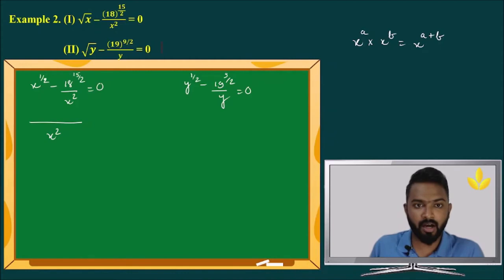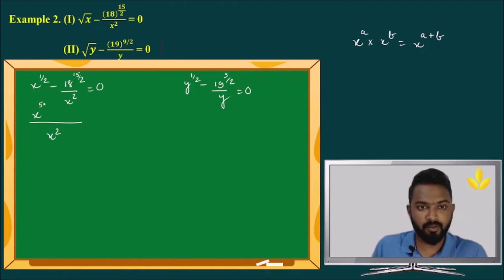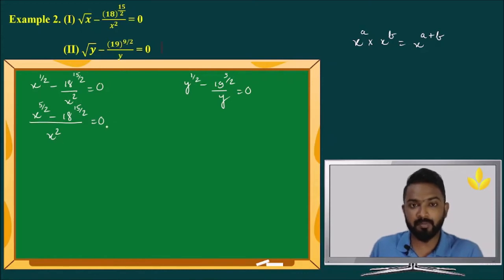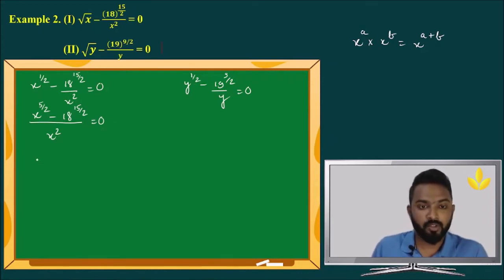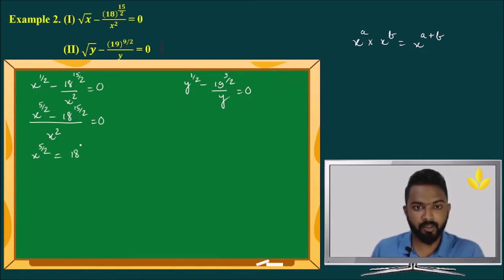Alright, so we have half plus 2. That is 2 and a half. 2 and a half is obviously 5 by 2. So we have x to the power 5 by 2 minus 18 to the power 15 by 2 equals 0. X square goes this side, gets multiplied with 0 and gone. So we have x power 5 by 2 equals 18 to the power 15 by 2. By 2 gone. So x to the power 5 equals 18 to the power 5.